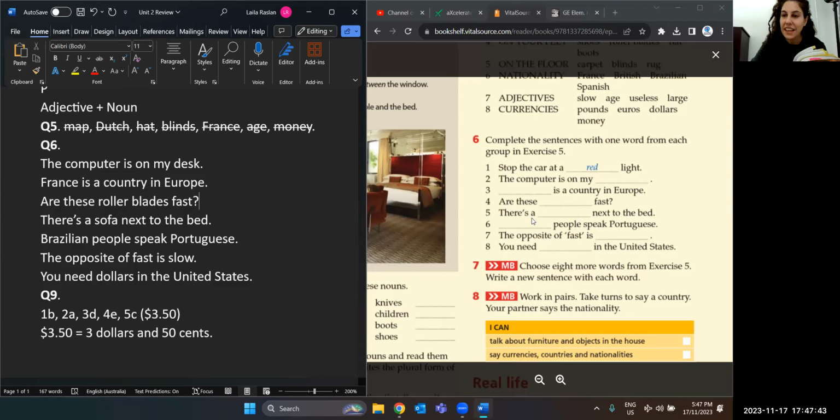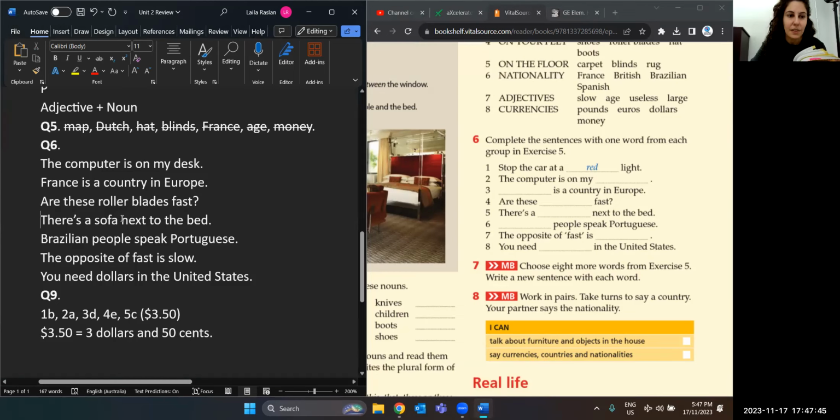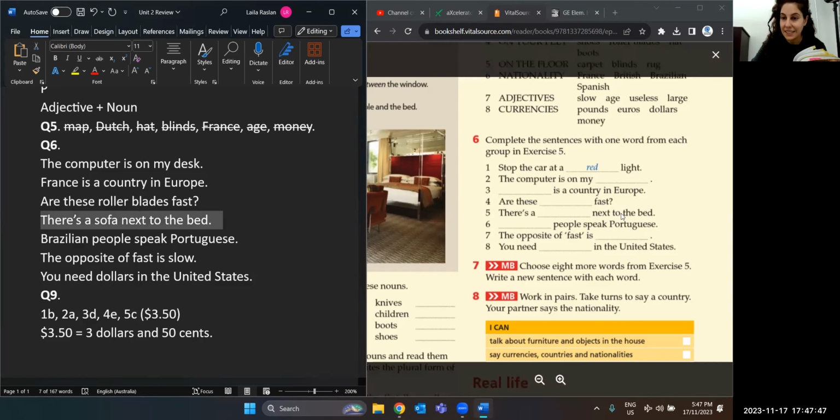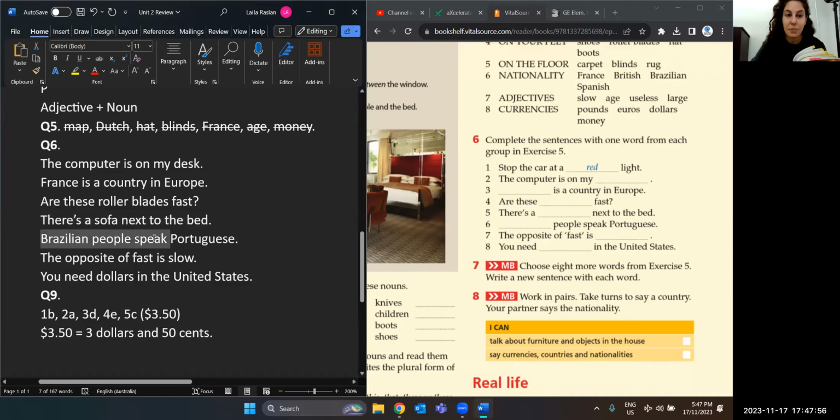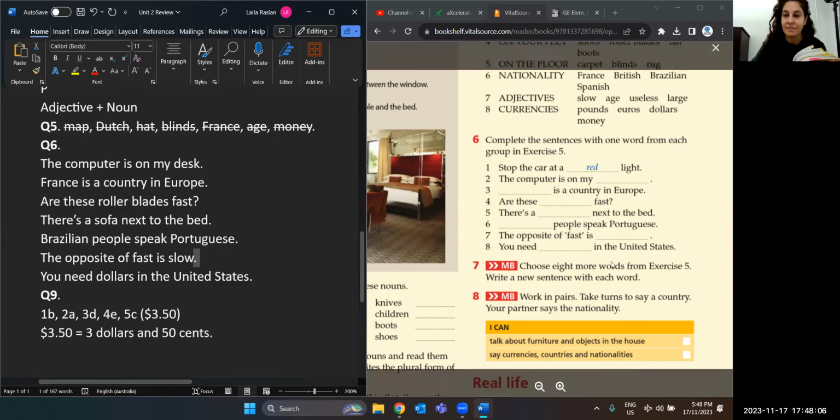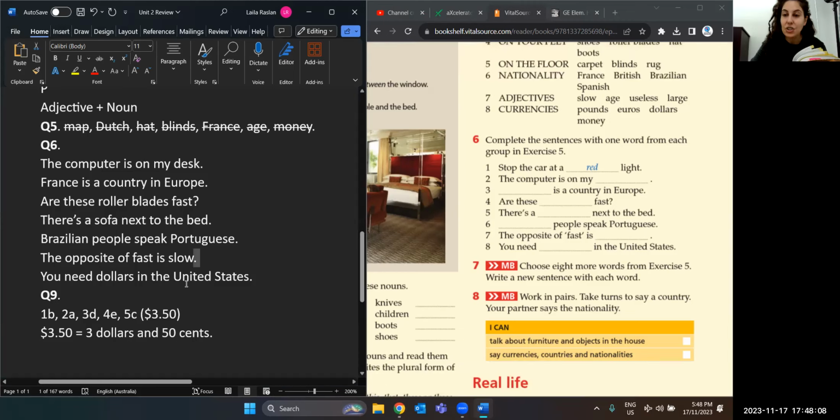Number 5, there's a sofa next to the bed. 6, Brazilian people speak Portuguese. 7, the opposite of fast is slow. 8, you need dollars in the United States.